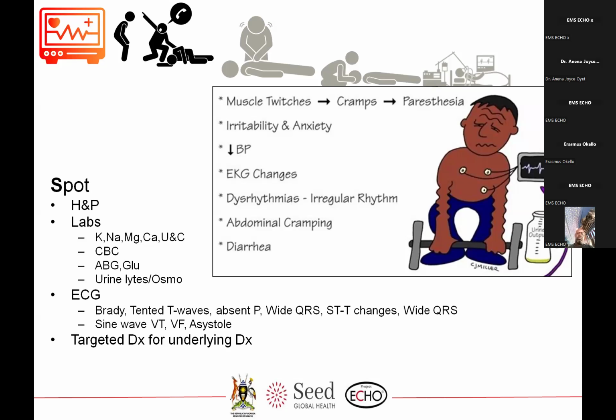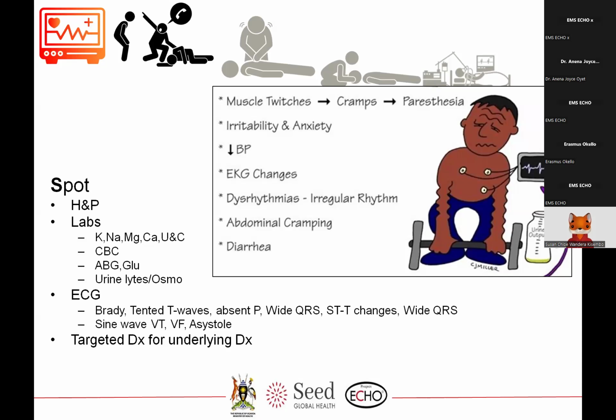For example, you have a patient who has not been passing urine for a number of days. He's coming in drowsy, weak, and twitching, and he has got a slow heartbeat, and the EKG shows tall tented T waves, and so on and so forth. Then for sure, it increases the likelihood that this could be hyperkalemia.